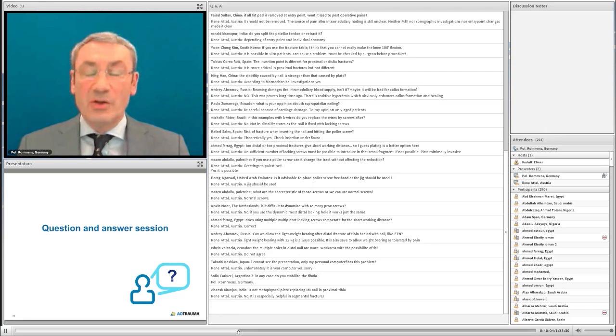But if you are not sure about the stability of your nailing construct, I would advise to additionally plate the fibula if it is broken at the same level as the tibia fracture.